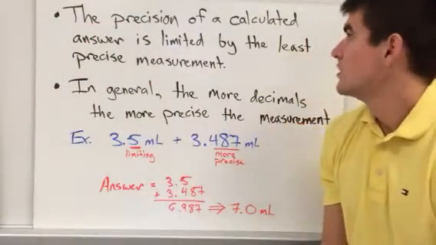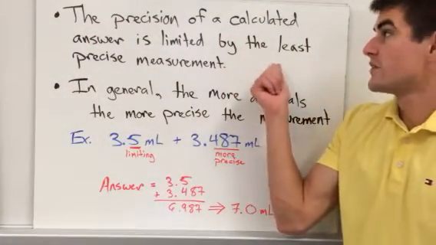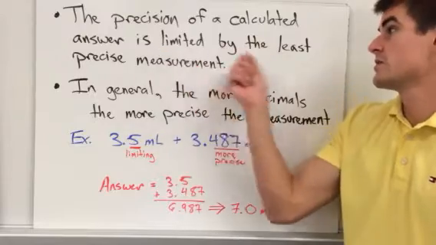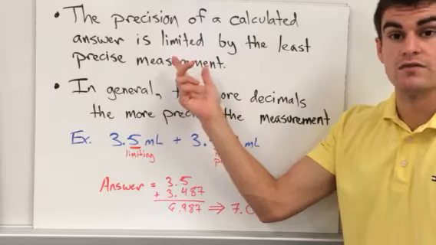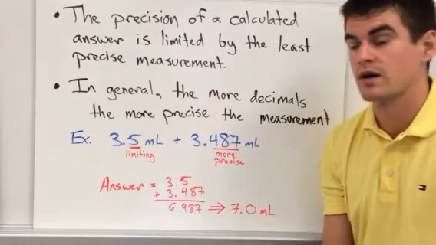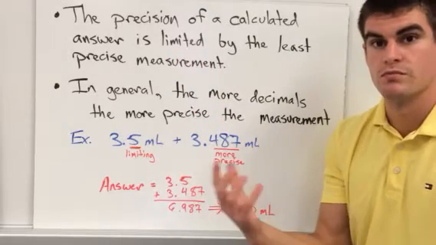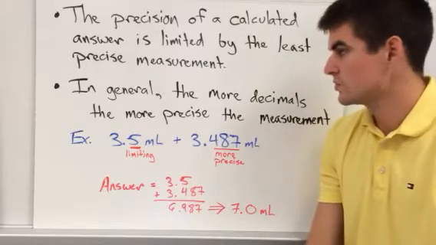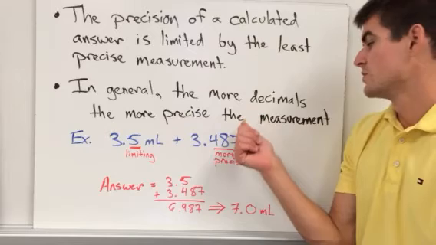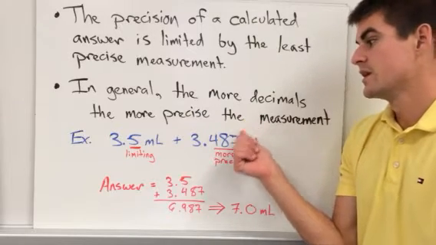Some other things: precision of a calculated answer is limited by the least precise measurement. It's basically limited by which one has the fewest sig figs. Something we talked about before in terms of plus and minus, multiply and divide, those rules. So in general, the more decimals, the more precise the measurement.